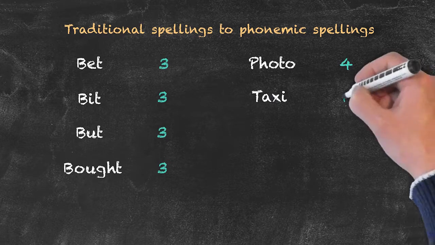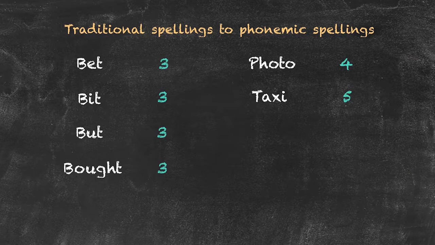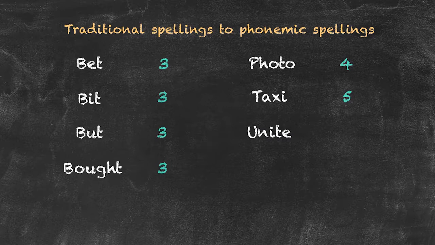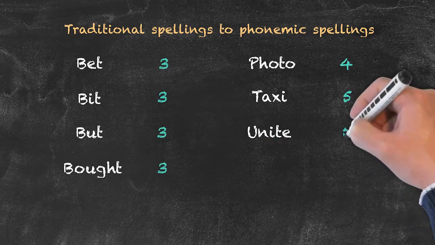That's five phonemes. We have unite, with a hidden phoneme in there being the Y sound before anything else. Y, U, N, I, T. Those are five phonemes as well.